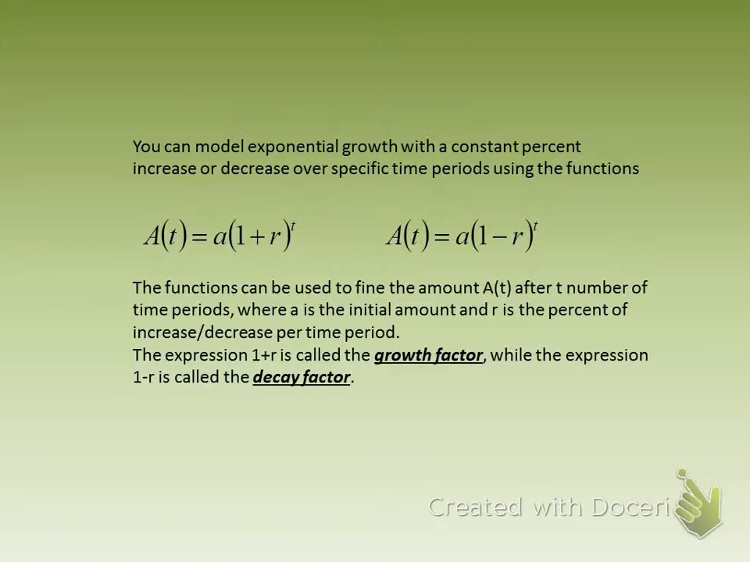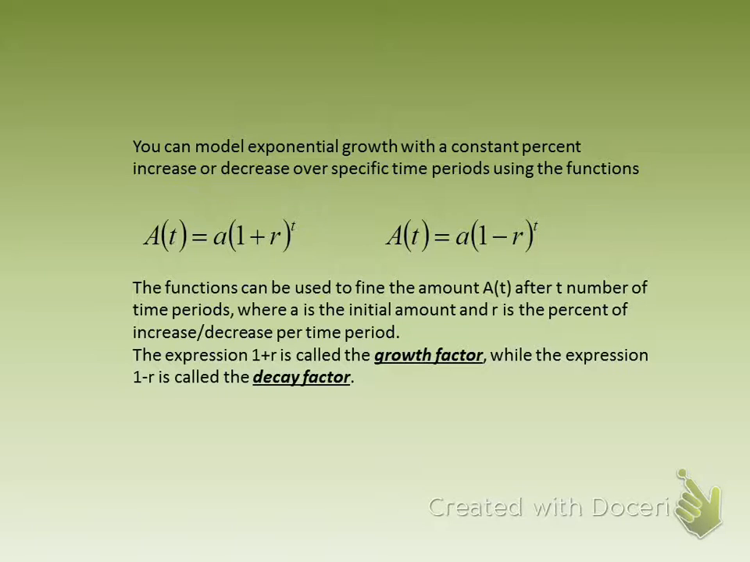The functions can be used to find, yes, typo, I know, the amount A of t after t number of time periods, where A is the initial amount and r is the percent of increase or decrease per time period. So all that means is that time can change from problem to problem. You're just talking about whatever context of time the function is talking about. For example, if it's a function of minutes, then everything time-wise would have to be in minutes. If it was a function of months, everything in the timeline would have to be in months.